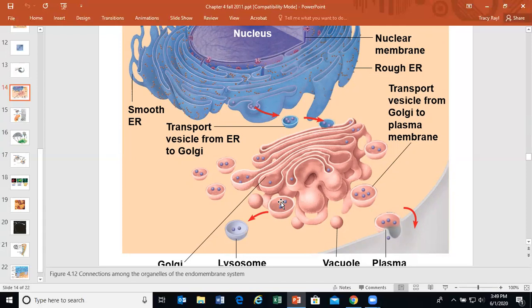So again, please use your textbook to complete your notes as I am going through the highlights of these organelles with you.